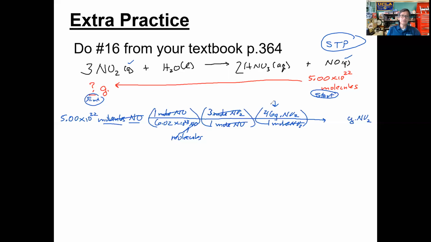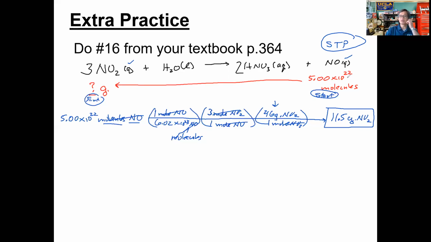All right, so hopefully you set it up correctly there. If not, then make sure you write that down. And so we end up, if you plug the numbers in correctly, with an answer of 11.5 grams of NO2. So what did this conversion tell us? This conversion tells us that if we had started out with 11.5 grams of NO2, we would then produce this many molecules of NO.